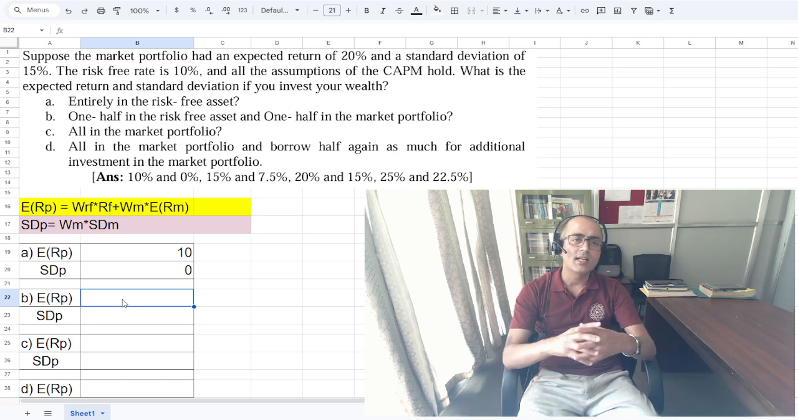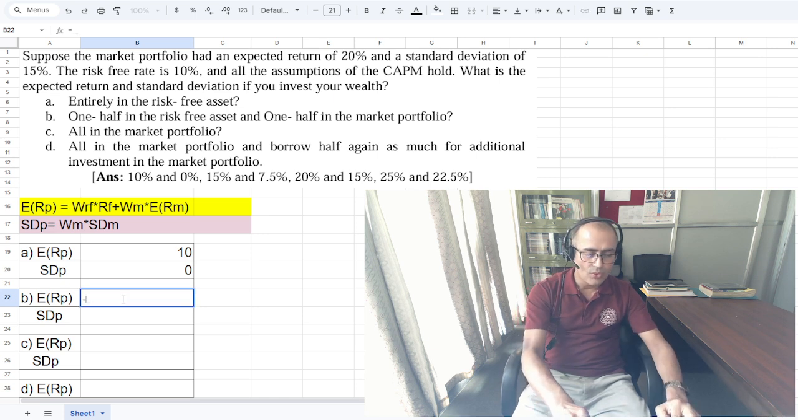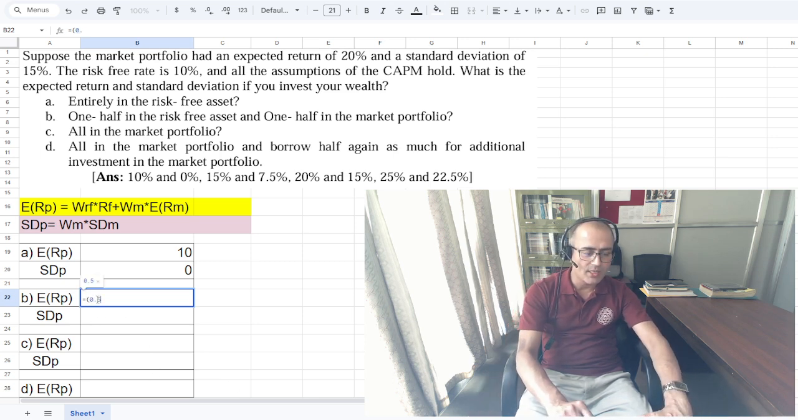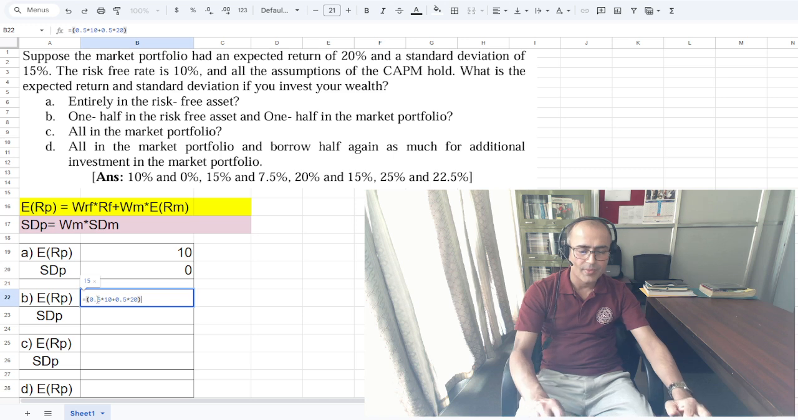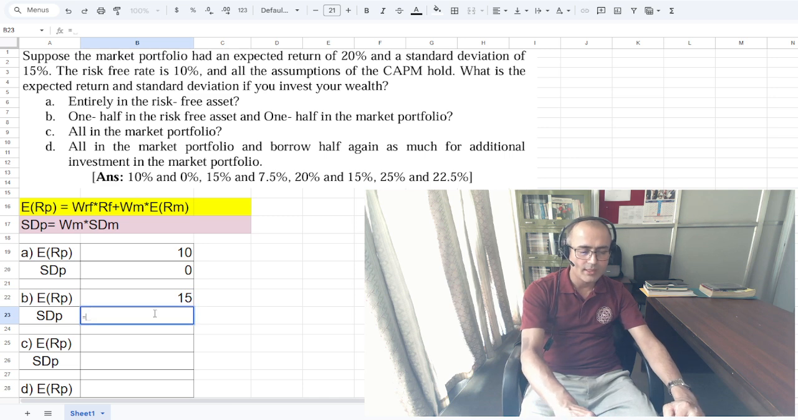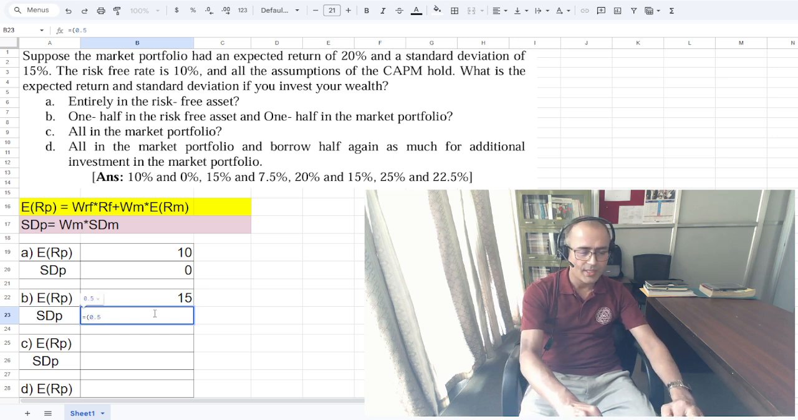Now the second case is half in the risk-free assets and half in the market portfolio. In this case, 50% weight into 10%, which is the risk-free rate, plus again 50% into 20%. So 15% is my expected return. Now what about the risk of investment here? The weight is 50% into its standard deviation, given as 15%.